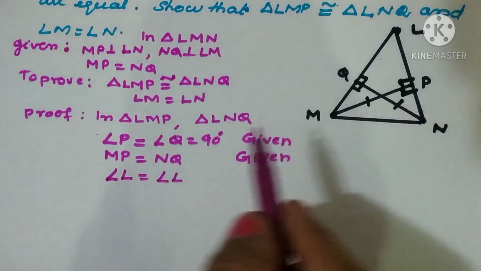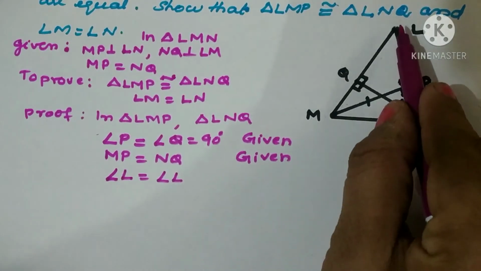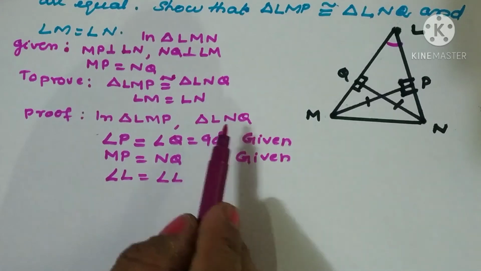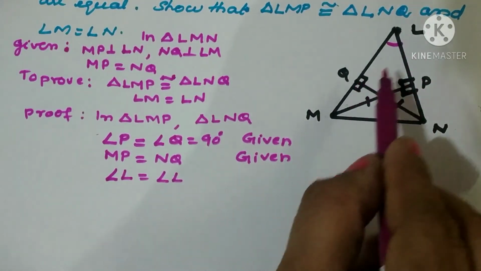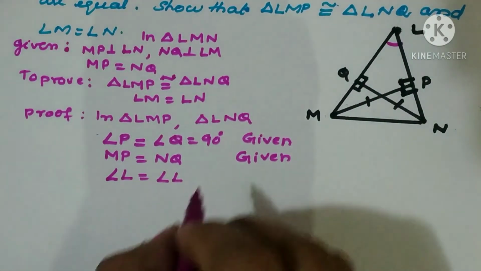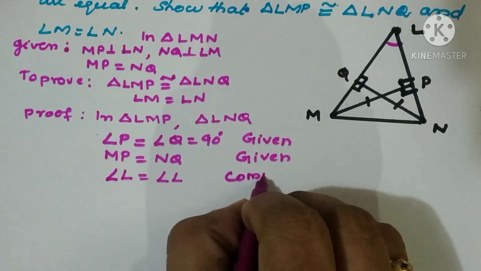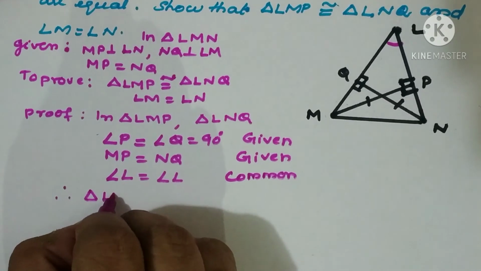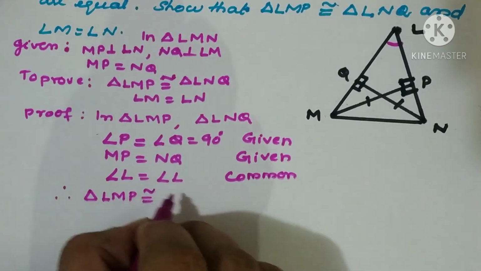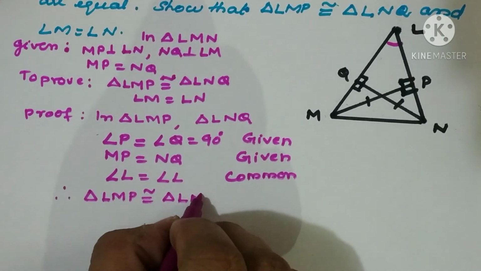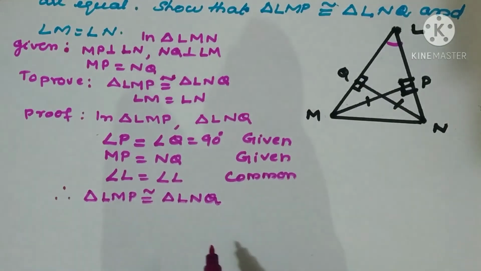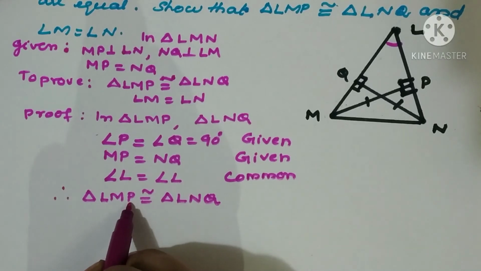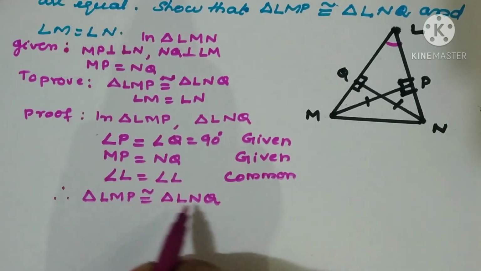Now let us see once again. In LMP, complete angle L is coming. What is the next triangle name? LNQ. Again, complete angle L is coming. So we should write common. Therefore, triangle LMP congruent to triangle LNQ. Order check once again. For L, it is L only, right? For P, it is Q. So naturally, M is for N.